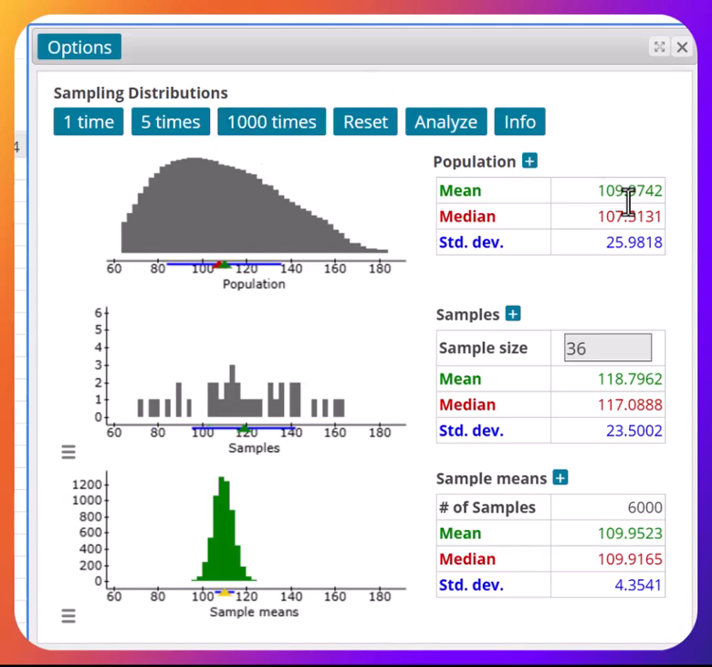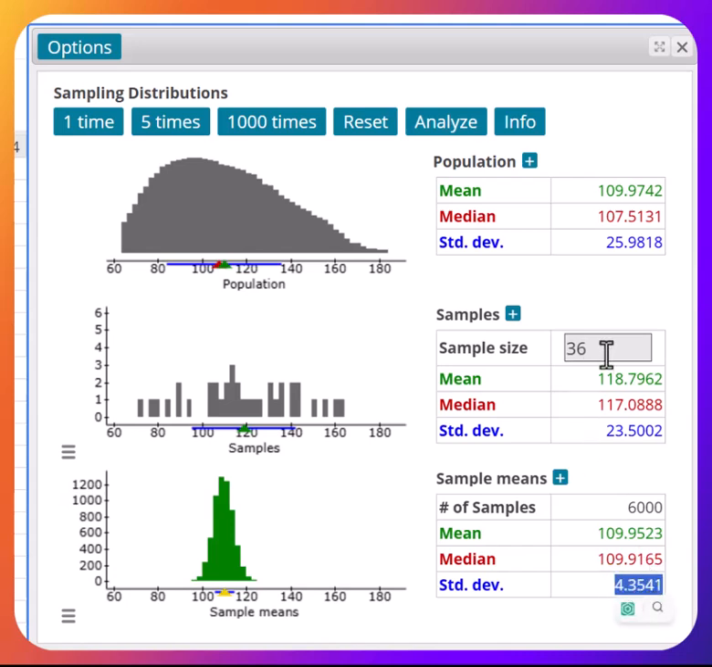Notice, guys, the original mean is 109.97, and this mean is 109.95, which is almost the same. Look at the shape of the sample means. It's bell-shaped, although the original population is not bell-shaped. But what about the standard deviation? 25.98, which is almost 26, divided by 6, which is the square root of 36. If you do that, you're going to get a number very close to this number.